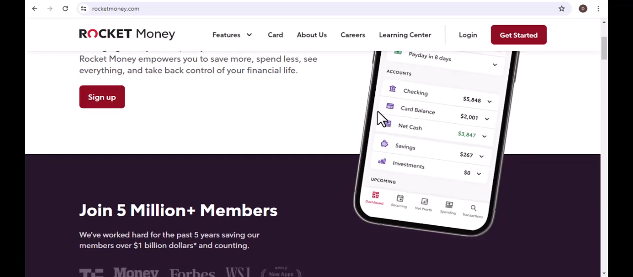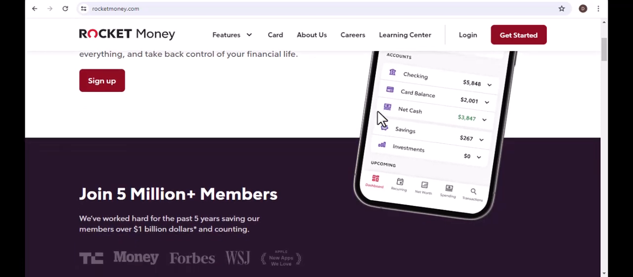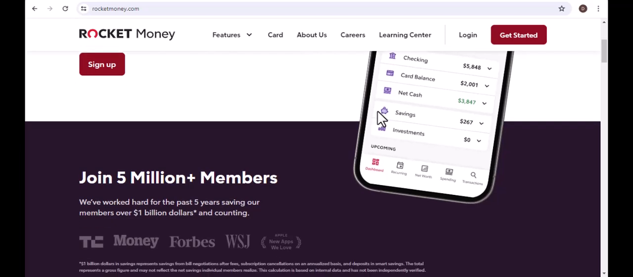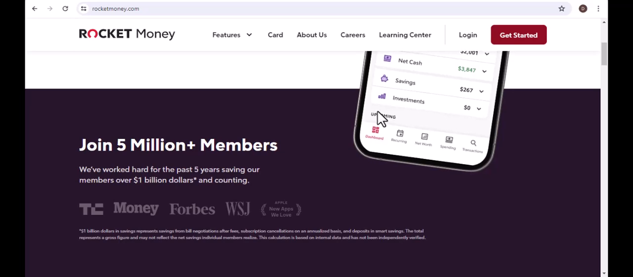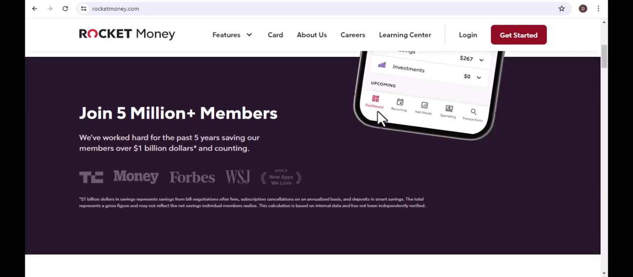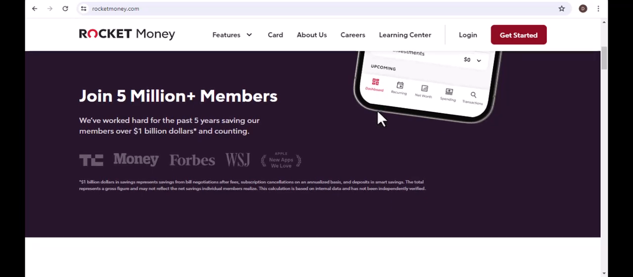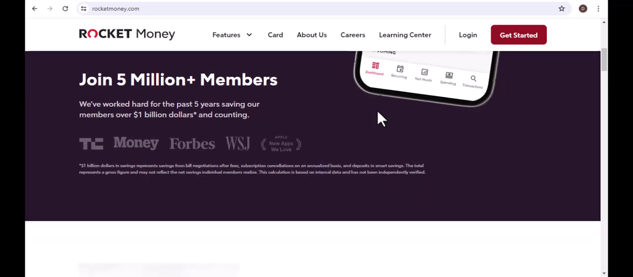Today, we're diving into a common frustration in the world of personal finance, payment disputes, specifically within the popular financial management app, Rocket Money. You know, that app that's supposed to save us from these very headaches? But what happens when even it can't prevent a billing blunder?